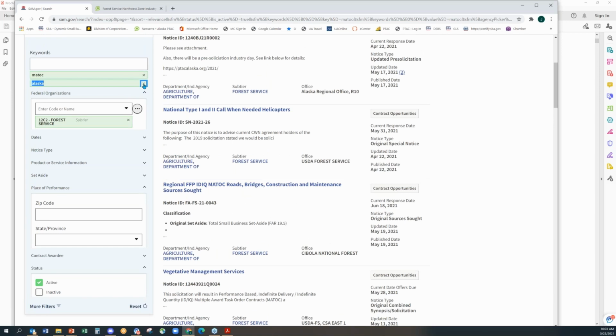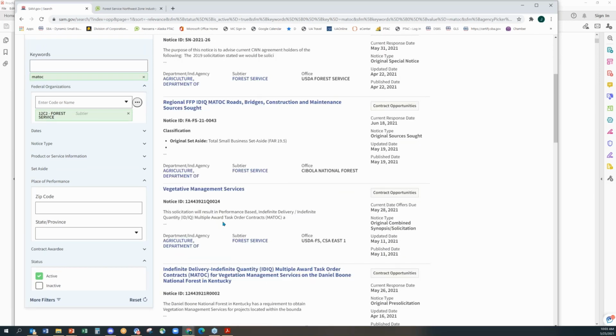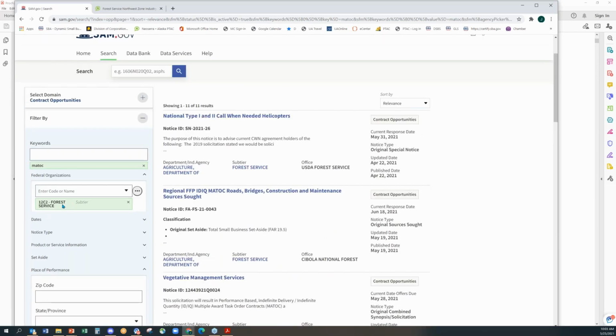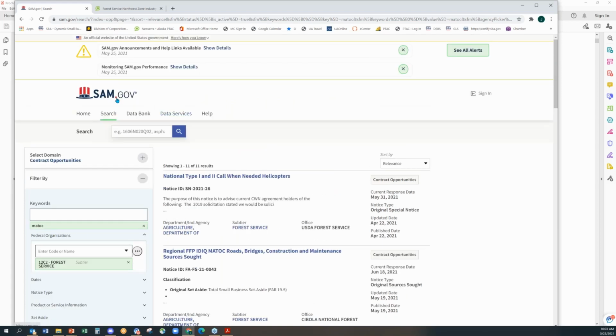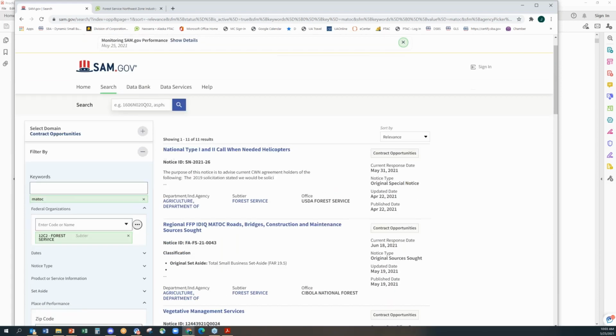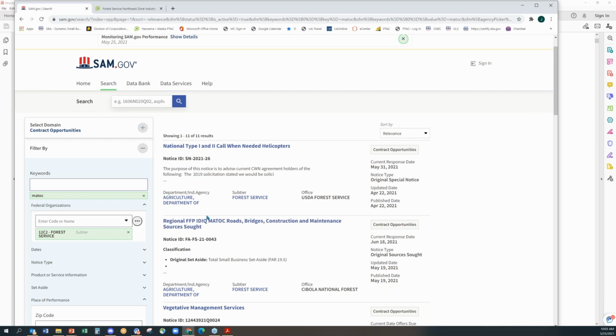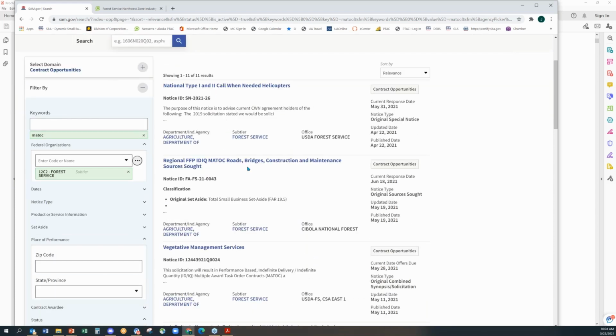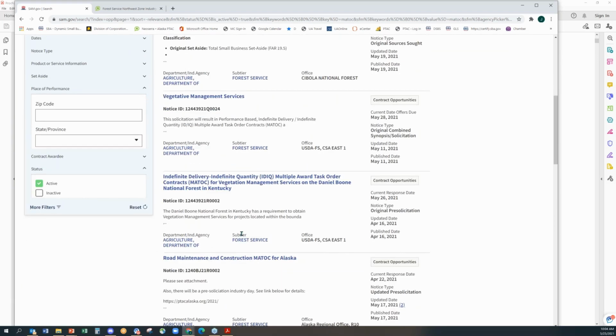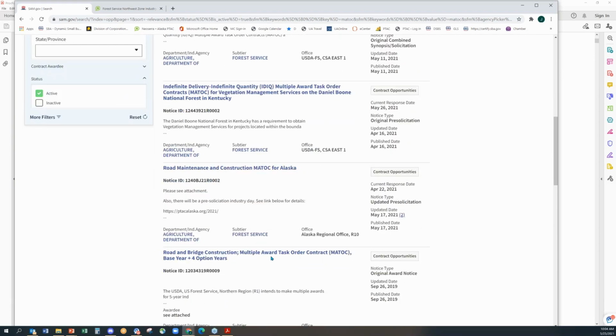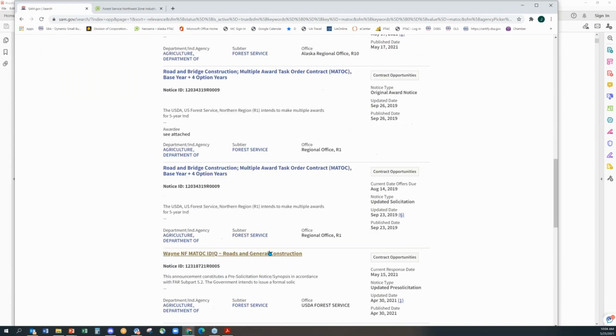But again, I just wanted to point out, since they were talking about it, that using just the Forest Service here in sam.gov under the contract opportunities, and just using that keyword for MATOC, we can see that there are 11 different activities that are posted related to it. So I just wanted to pull that to your attention.